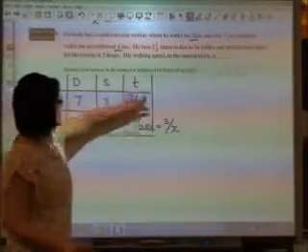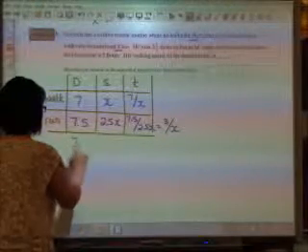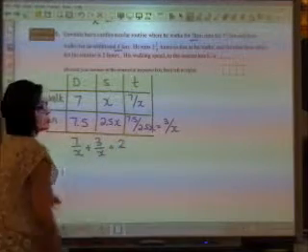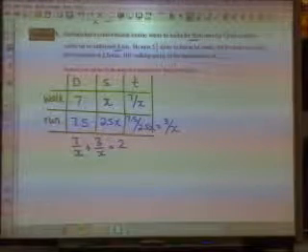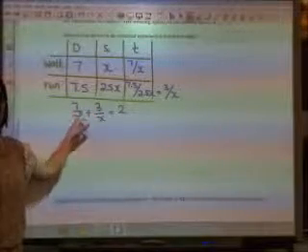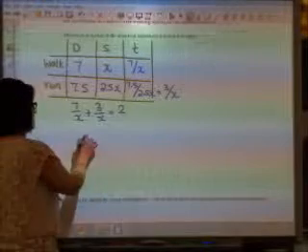And what else do I know? It takes 2 hours. So the time spent walking plus the time spent running would equal 2 hours. So how do I get rid of this denominator, or sorry, before we do that, if the denominators are the same, I can add them. So what do I get?